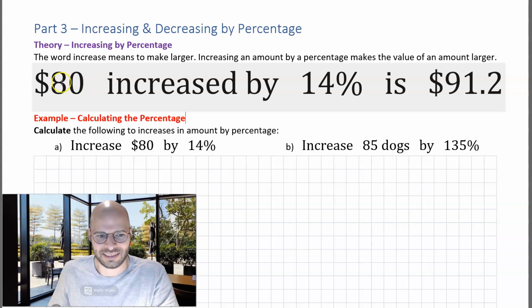Consider $80 is increased by 14%, which is equal to $91.2. As you can see, the original amount of $80 is now larger as it's $91.2. The $80 is increased by 14%, which gives us a value of $91.2. Now that we've had a look at this example, let's have a look at how we actually do the calculations for this.